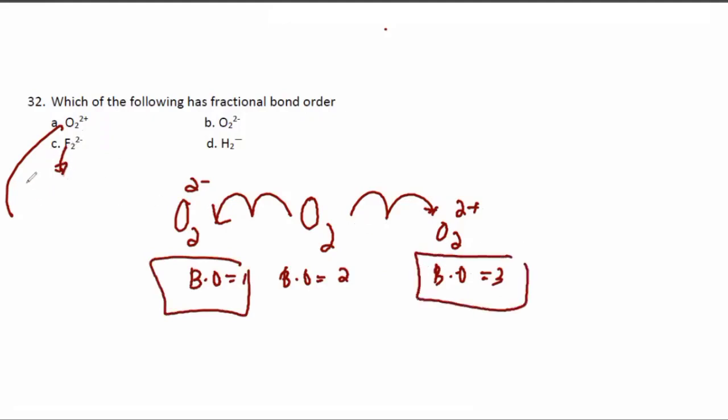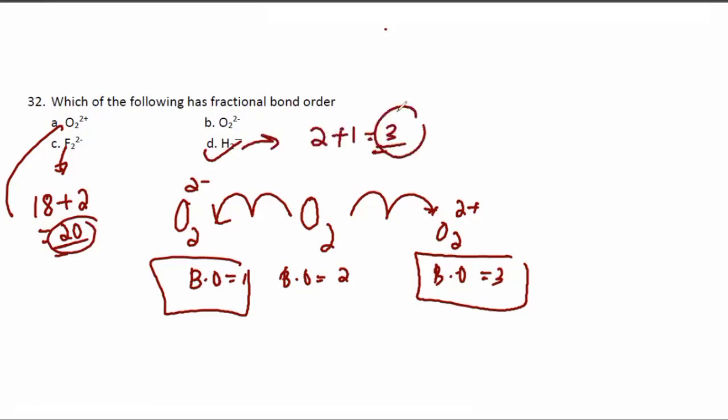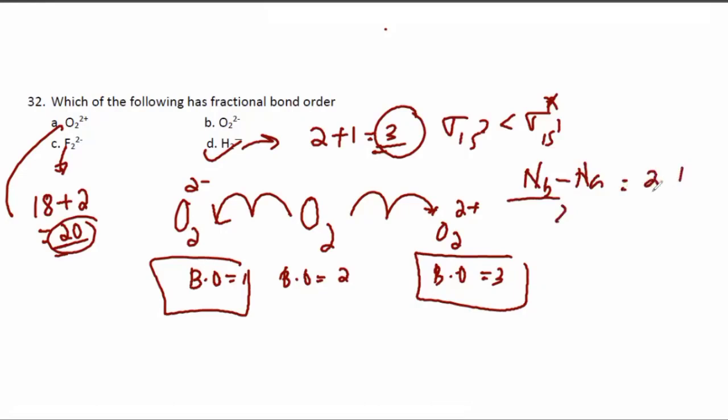In F2 2-, F2 has totally 18 electrons. 2- means additionally 2 electrons, so the configuration will be like neon, so there won't be a fractional bond order. And H2 2-: H2 has 2 electrons, plus 1 means 3. So here it is fractional, meaning odd electrons, so this will be the fractional bond order. The configuration will be sigma 1s2, sigma star 1s1. So (NB minus NA) divided by 2, the answer will be (2 minus 1) divided by 2. The value will be half.